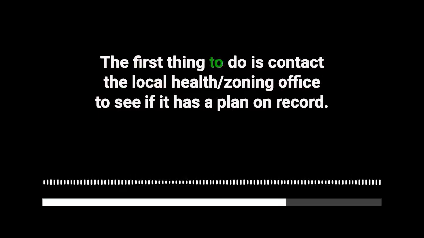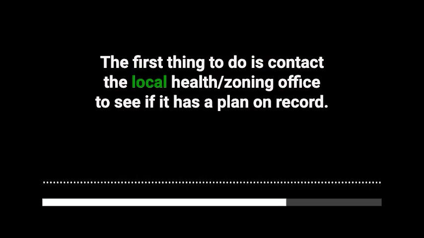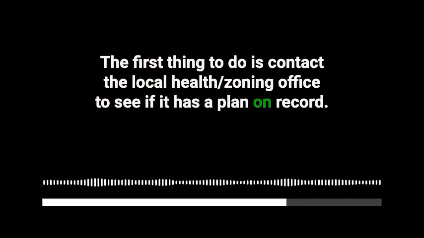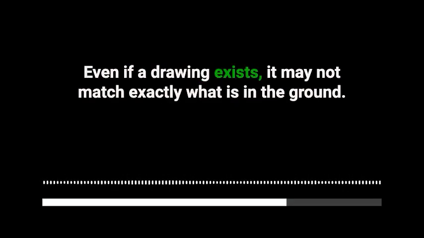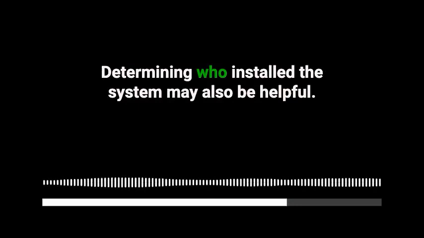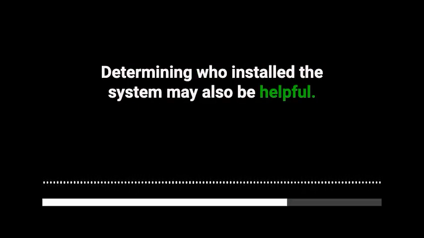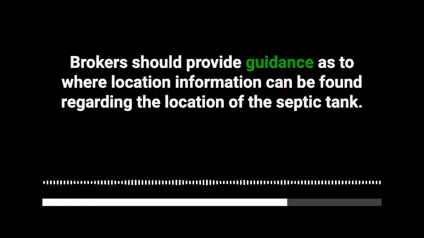The first thing to do is contact the local health zoning office to see if it has a plan on record. Even if a drawing exists, it may not match exactly what is in the ground. Determining who installed the system may also be helpful. Brokers should provide guidance as to where information regarding the location of the septic tank can be found.